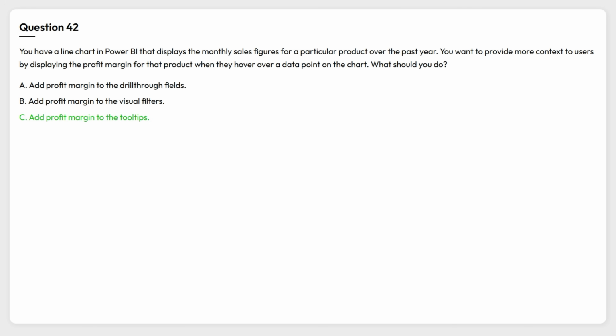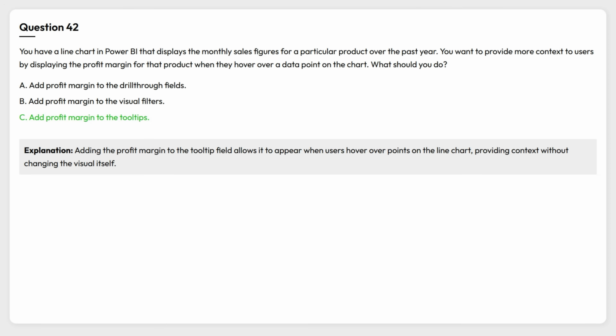The correct answer is Option C. Add profit margin to the tooltips. Adding the profit margin to the tooltip field allows it to appear when users hover over points on the line chart, providing context without changing the visual itself.